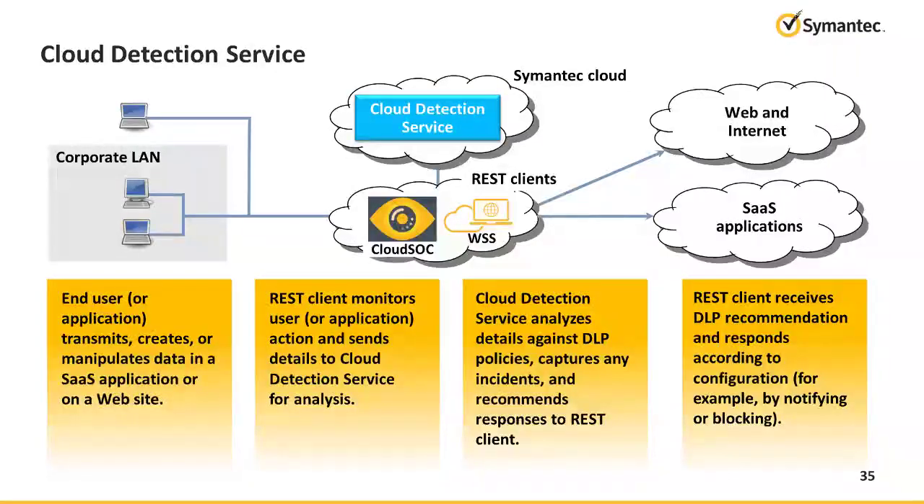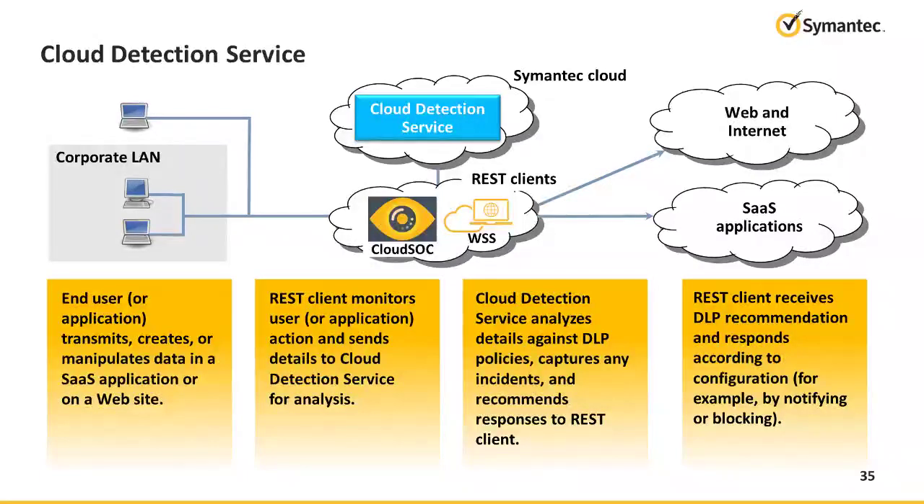DLP's Cloud Detection Service uses a cloud detector, a Symantec-hosted cloud-based detection server, to analyze data presented to it by supported third-party cloud services. It can detect incidents in the presented content and return recommended response actions to the initiating cloud services. The cloud detector acts as a REST endpoint that receives and responds to JSON requests from REST clients. Cloud Detection Service is currently certified to integrate with Symantec CloudSOC, a cloud access security broker, as well as Symantec Blue Coat Web Security Services, or WSS, a cloud-based web proxy service.